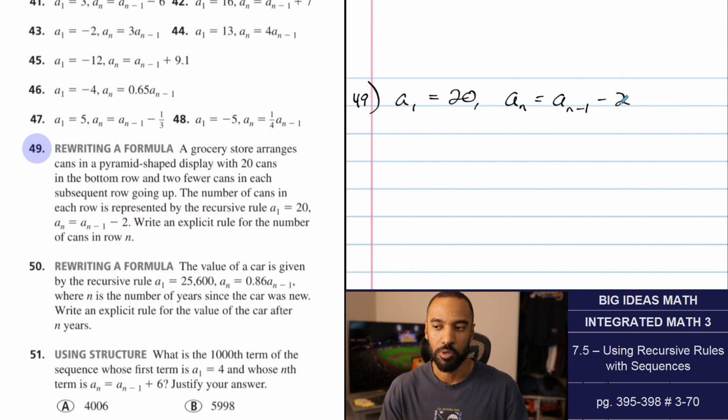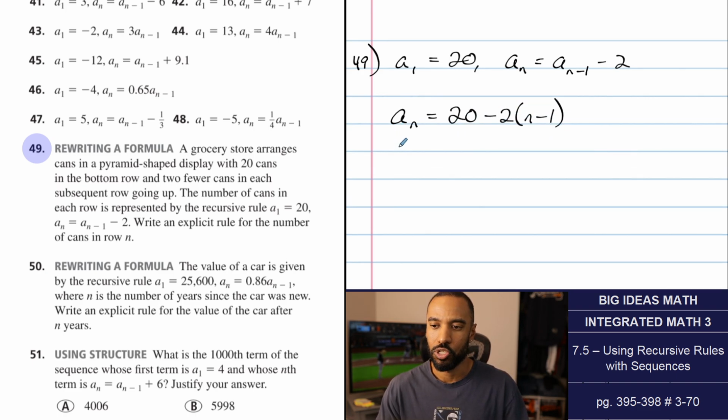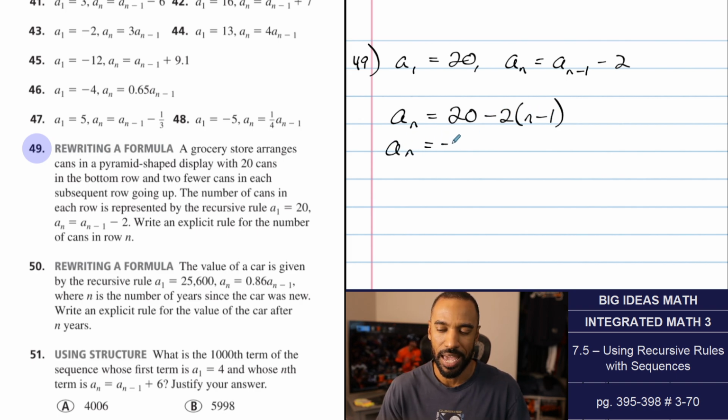First row is 20, bottom row is 20 cans and 2 less from each one. Write an explicit rule for the number of cans in row n. Okay, so 20 cans and minus 2 times n minus 1. We distribute the negative 2 there, and that's negative 2n plus 2. 20 plus 2 is 22, so we get negative 2n plus 22.